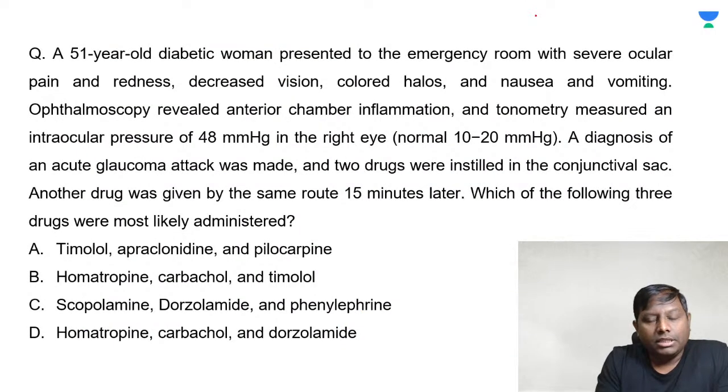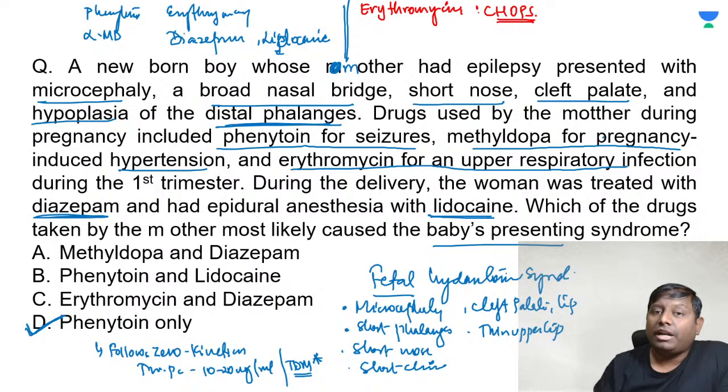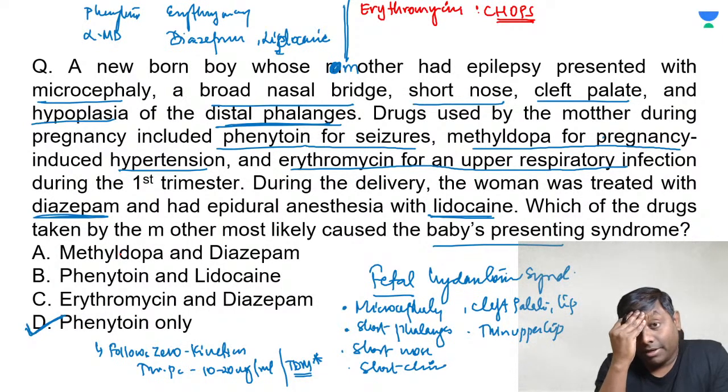Okay, this is a little tricky question, and I hope you guys are aware of the fact. In the previous one, the safer anti-epileptic drugs that we have are levetiracetam, brivaracetam, and also lamotrigine. I repeat, the safer anti-epileptic drugs in pregnancy are the SV2A inhibitors levetiracetam, brivaracetam, and also lamotrigine.